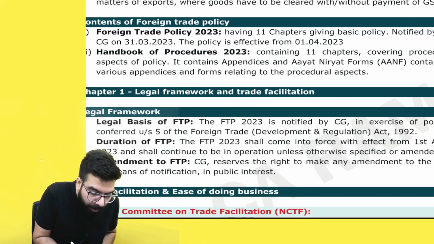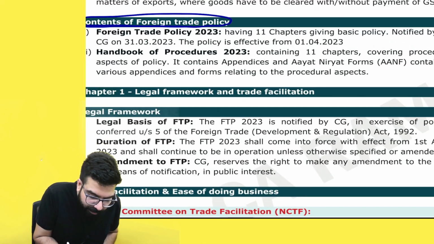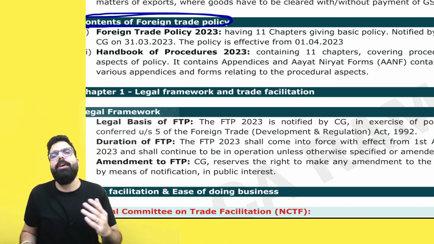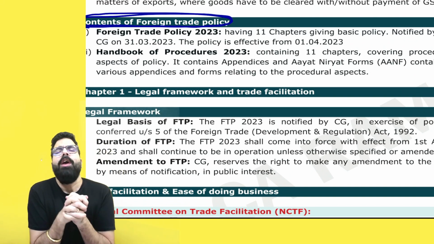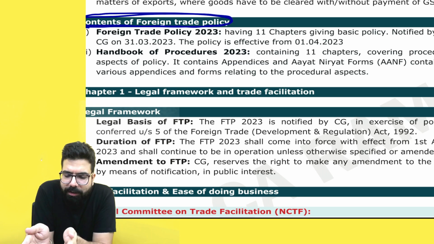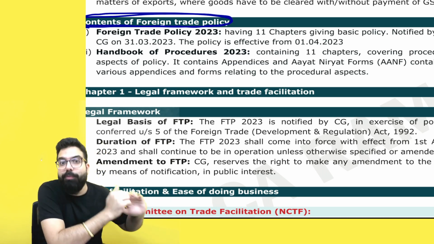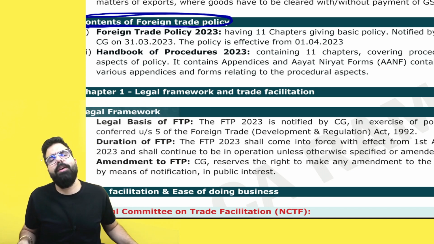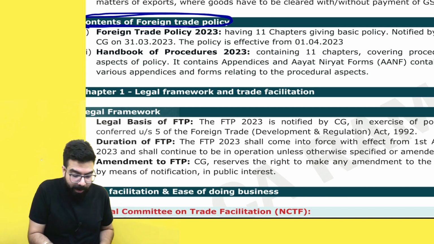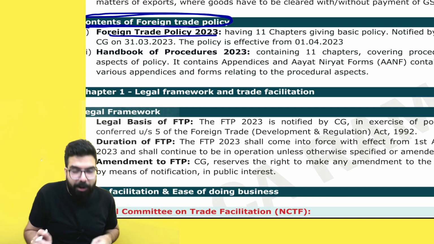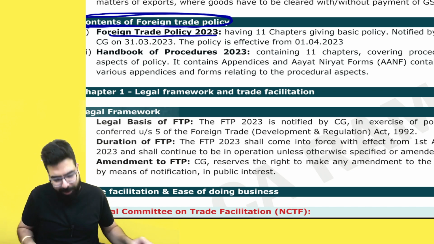Okay, sir. Now, when you read the foreign trade policy, sir, what are the various content of the foreign trade policy? Baba, see, when we learn the GST law, we learn the GST Act, we learn the GST rules, we learn about the various forms which are there. In the same way, under the foreign trade policy, there is the main policy, the foreign trade policy 2023, which we'll be learning about. Okay, sir.